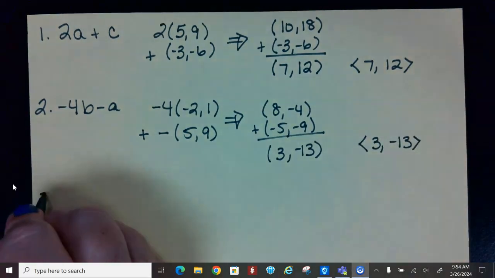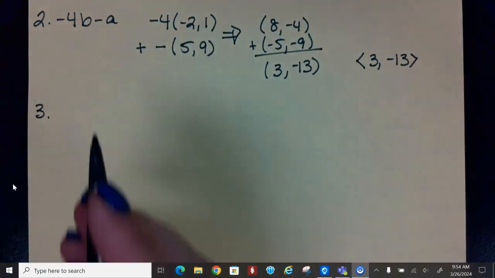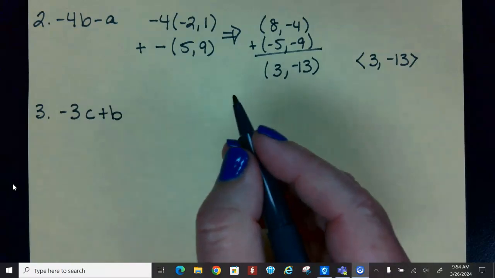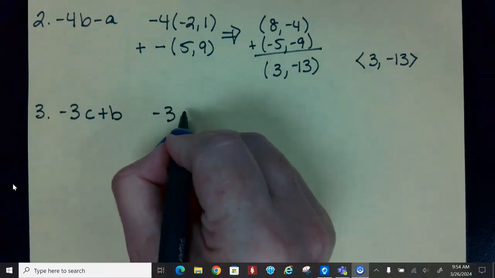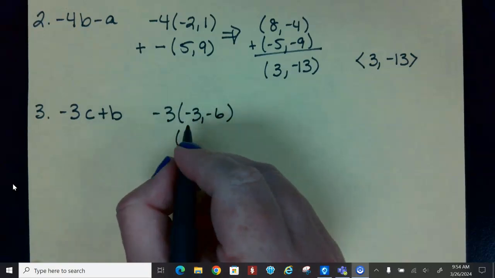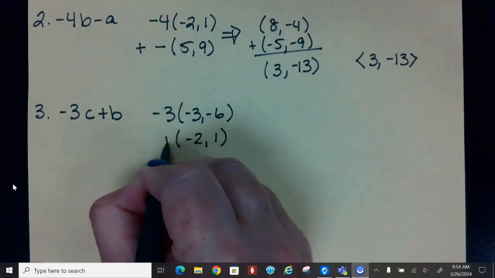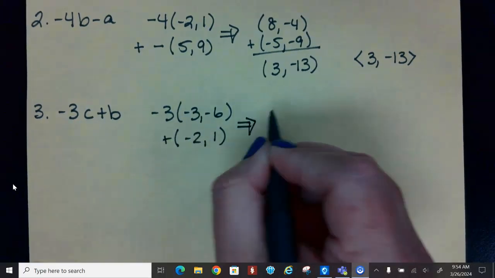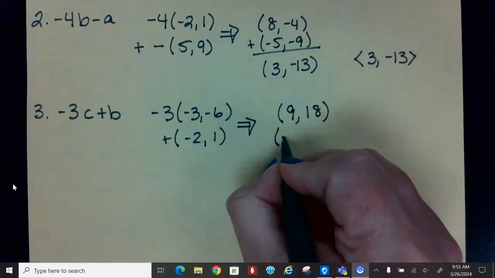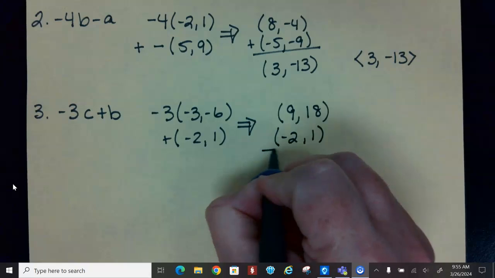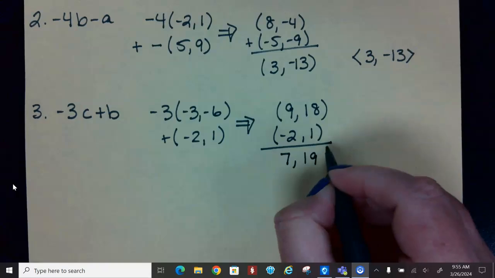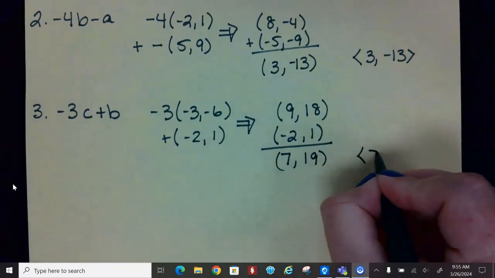Okay. Number 3 is negative 3c plus b. So negative 3 times negative 3 and negative 6, and we're going to add b as negative 2 and 1. Okay, so this would become 9 and 18 and negative 2 and 1. So this becomes 7 and 19. Okay, now we're going to write it proper like.